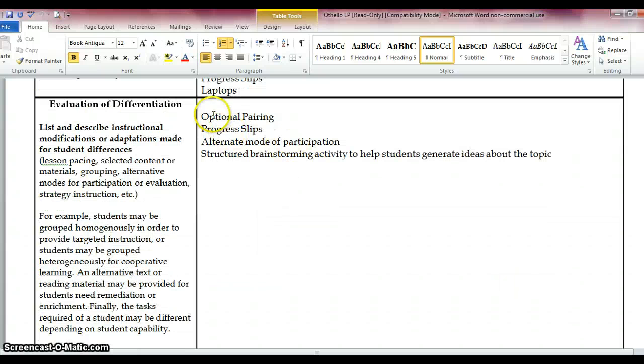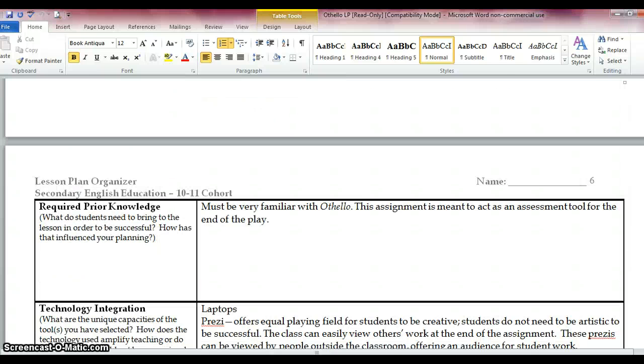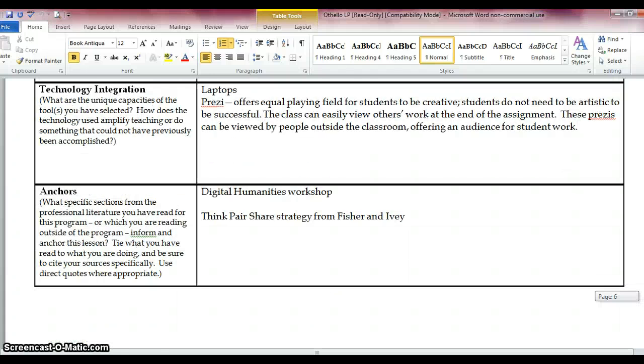I think her differentiation is great on this lesson plan. It gives a lot of options for the kids, from that open worksheet to having them brainstorm activities by themselves or with partners. So I'm really impressed with this lesson, and I think it'll work out great.